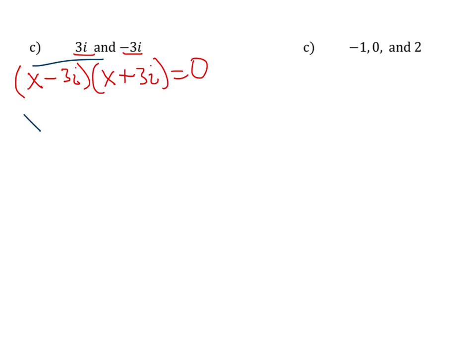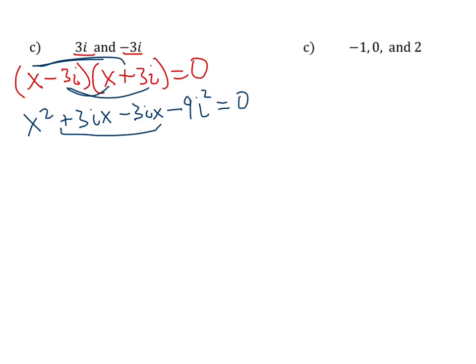x times x is x squared. x times 3i, that's positive 3ix. And then a negative 3ix. And then a negative 3 times 3, that's 9. And i times i is i squared. Well, look at that. Those two cancel out. That's nice. So we can say that's gone.